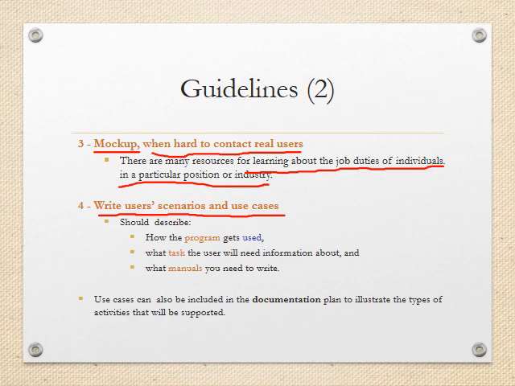One way to express the activities is by using scenarios. You can do one or more use cases for each user or one or more scenarios for each use case. Each scenario should describe what? How the program gets used, what tasks the user will need information about, and what manuals you need to write. These are the things we need to include in each user scenario or usage scenario.